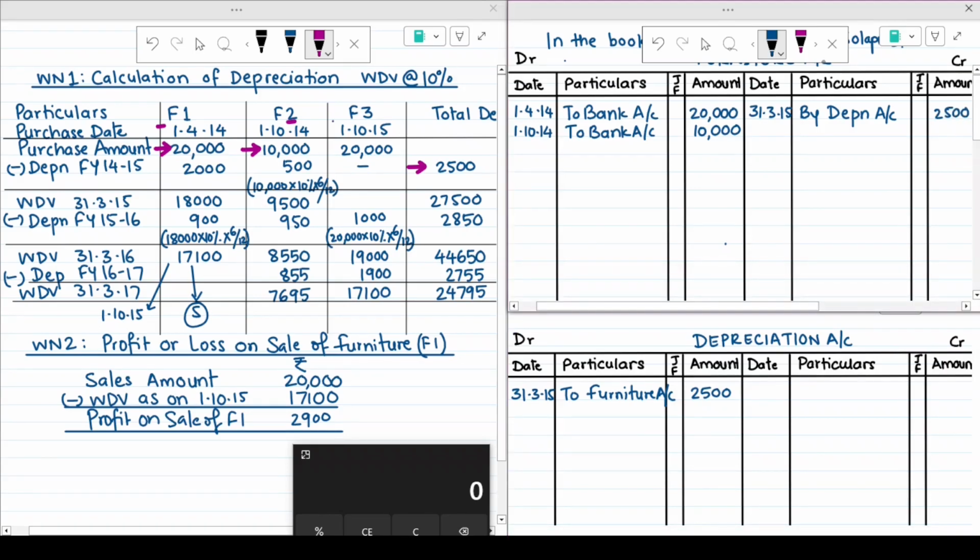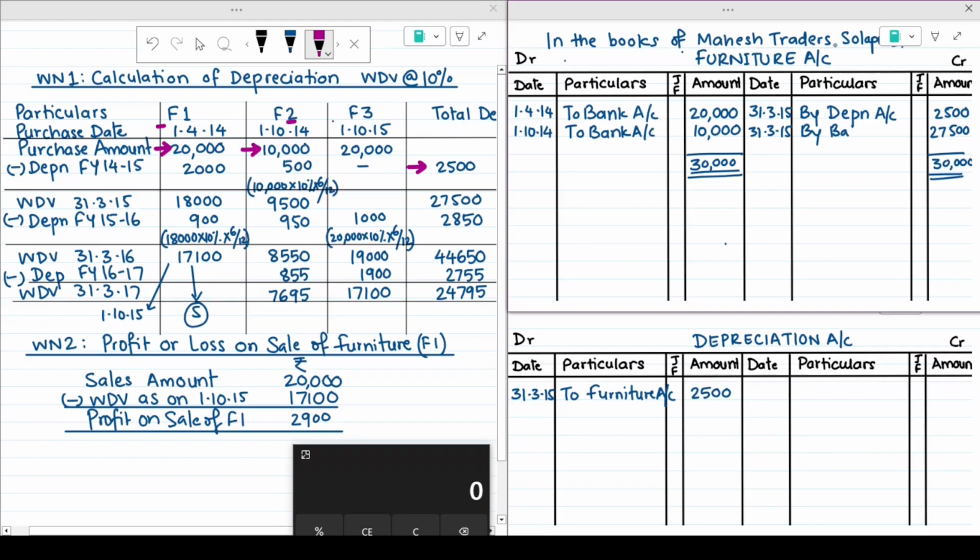So all entries are passed. At the year end, we will close the books for furniture account 30,000, 30,000. 30,000 minus 2,500, 27,500. The balancing figure is by balance close down 27,500. This amount we will carry forward on next day, 1st April 15, to balance brought down 27,500. This is the amount 27,500 in the working.